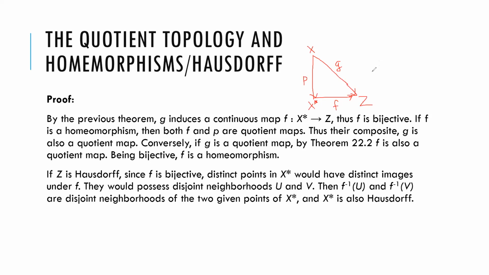Here's a part with which I will need your help. By the previous theorem, we know that G would induce a continuous map F. So we know that G is continuous here. And here the book says that this helps us know that F is bijective. Now, I probably missed something, but I was not able to explain to myself why it follows from the fact that F and G are continuous that F is bijective. So maybe someone can help me?